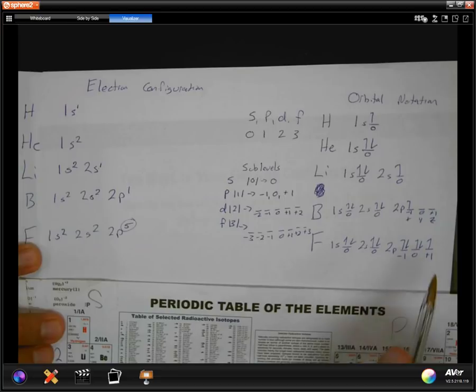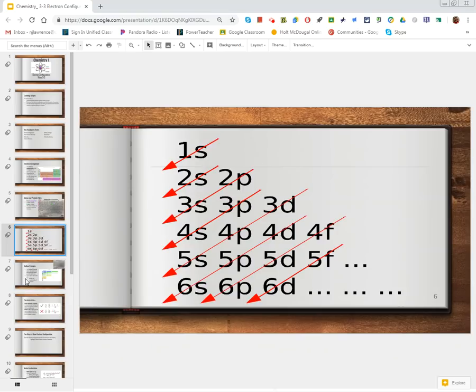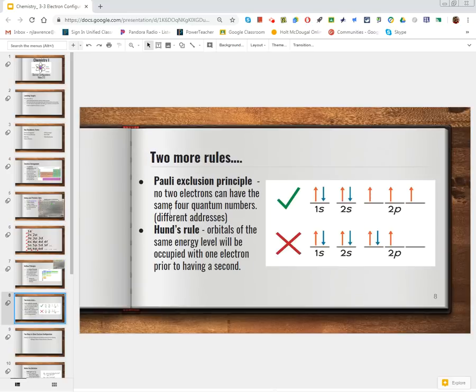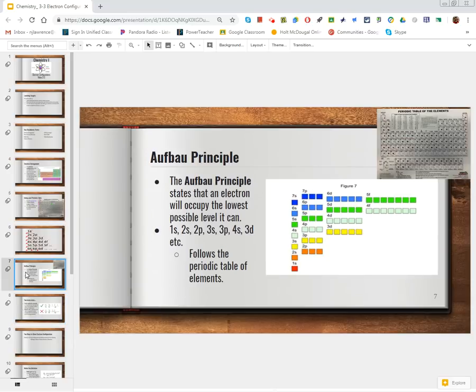So why did I show you that? Why did I show you to write your orbital notation by spreading these arrows out first, filling up each individual suborbital, and then coming back and doubling up your arrows? Here's why. We have these things called principles and rules that Aufbau, Pauli, and Hund came up with. These are things that you need to know academically, and I'll kind of breeze through them real quick.